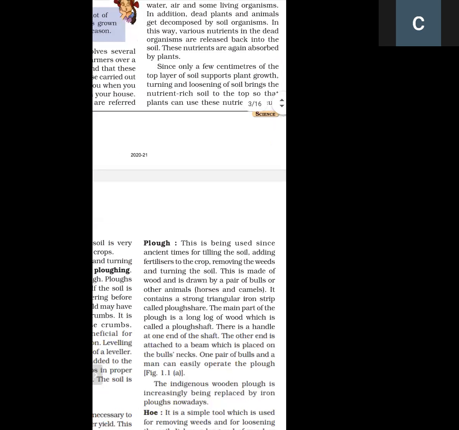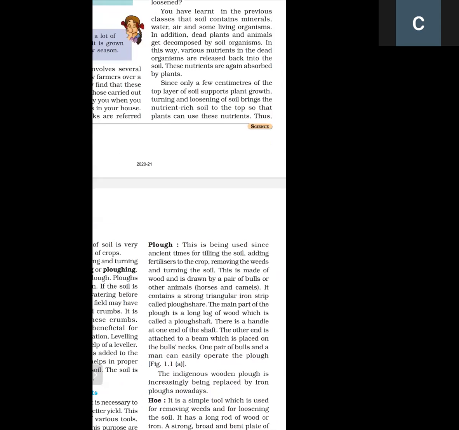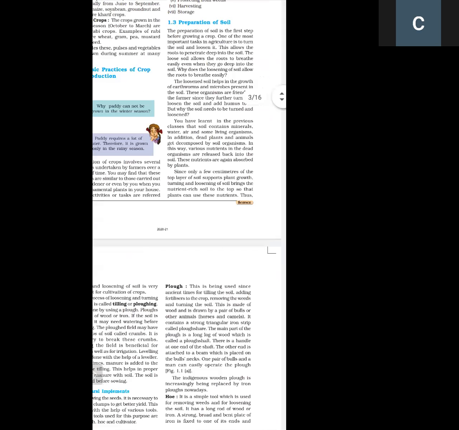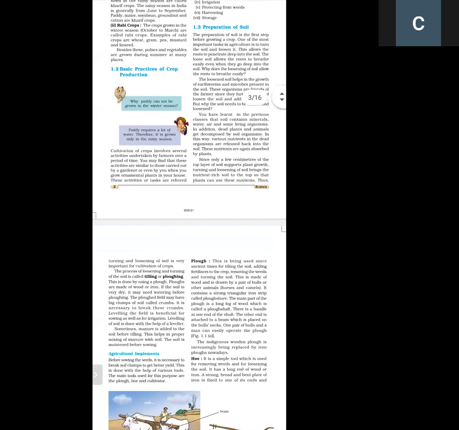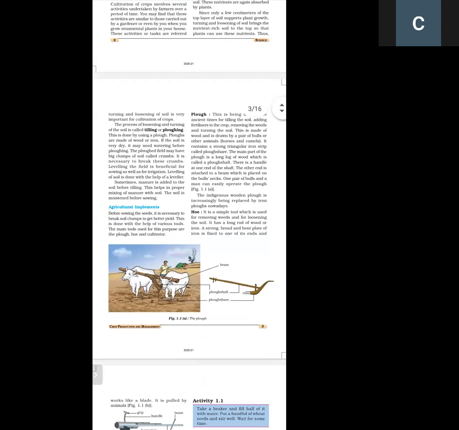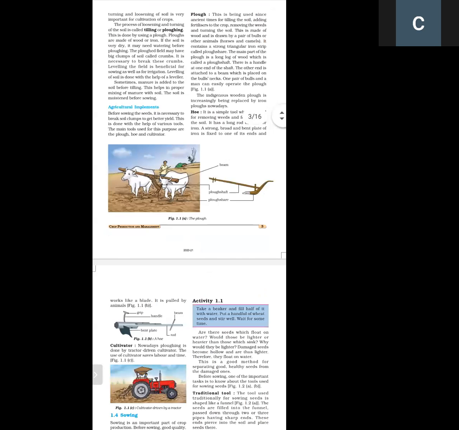And why do we prepare the soil? Because it loosens the soil. If we loosen the soil, it can take in air and water properly, and this can be done with the help of a plow and hoe. And next we can use a cultivator.